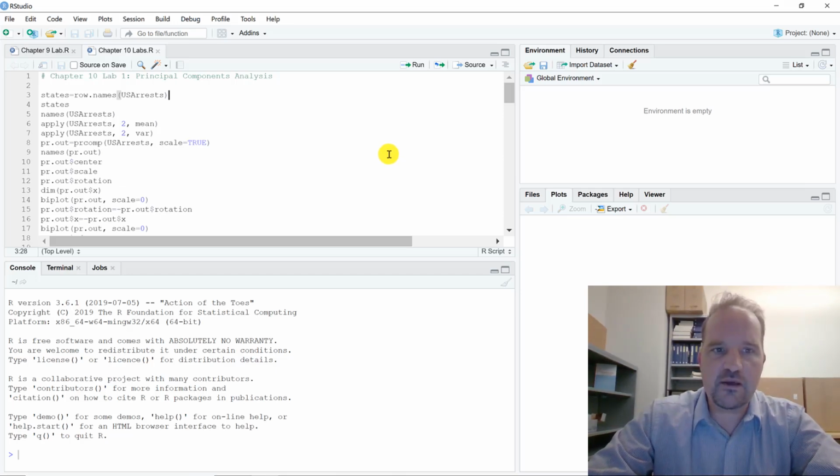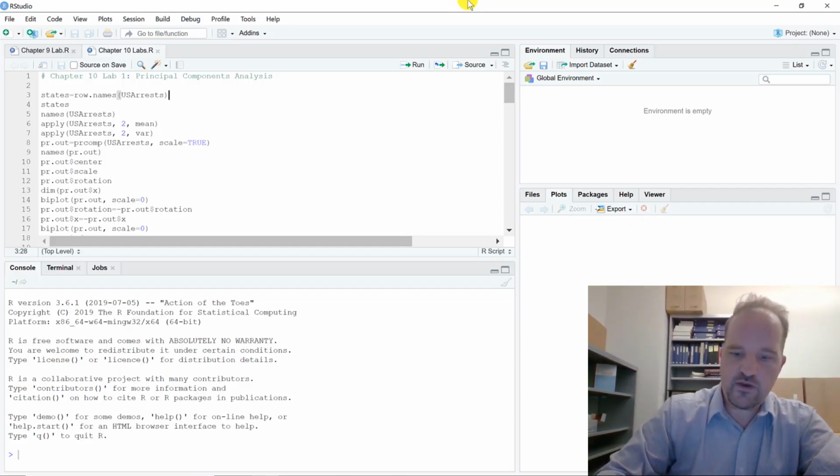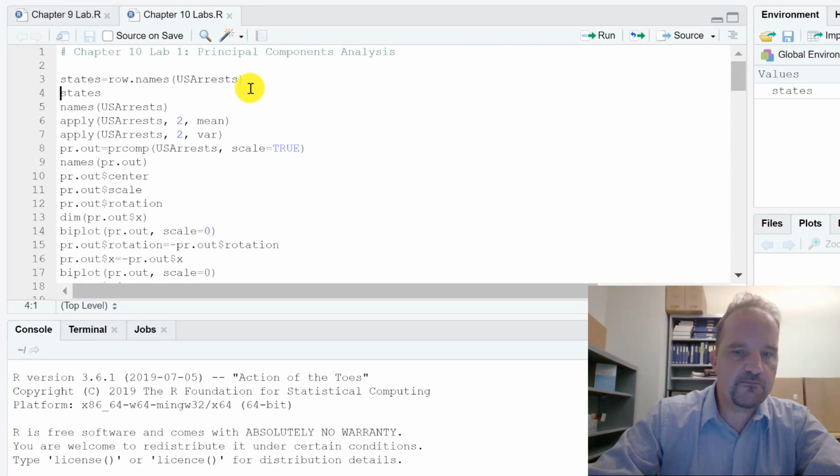Welcome to the R Lab for PCA and clustering. We're going to start by walking through some principal components analysis for the US arrests dataset. And so we begin by looking at the states, which are the row names for this dataset.